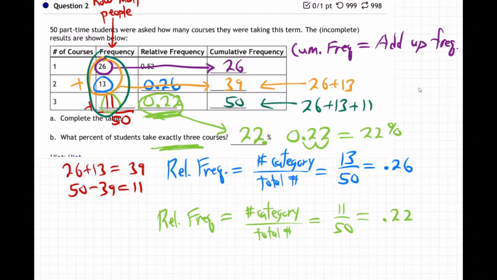I did that on mine. I just copied the relative frequency, but it says it's wrong. Does it say exactly 3 or does it say something like more than 3 or 3 or less? It says what percent of students take exactly 2 courses? So you grabbed the number right here from 2? Yes. Could you share your screen? Yeah, sure. One sec.